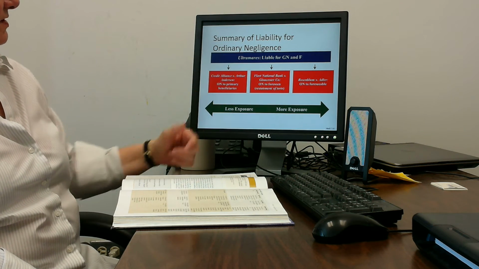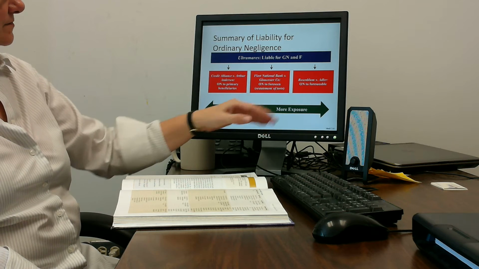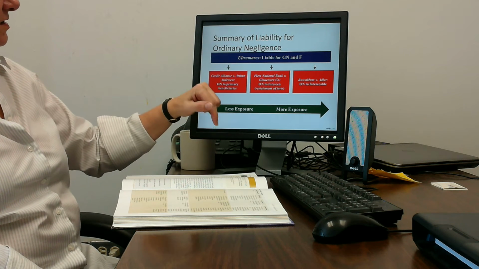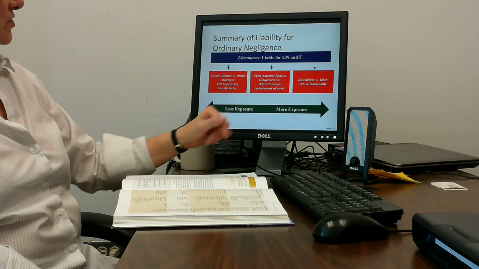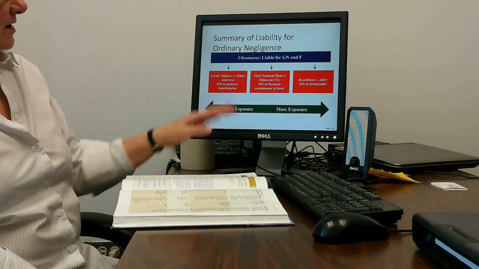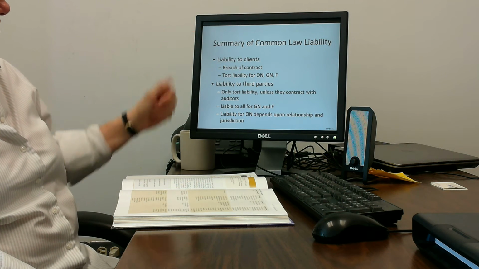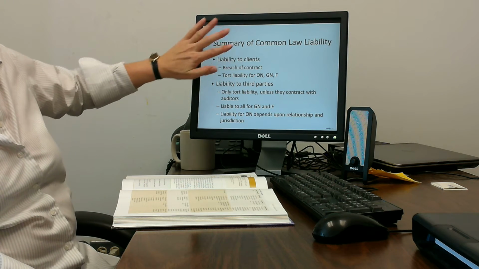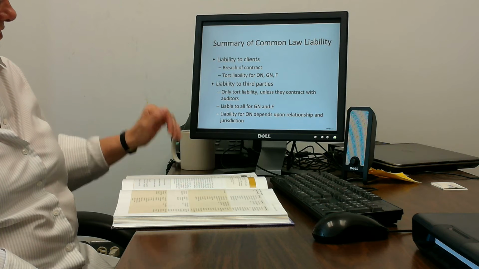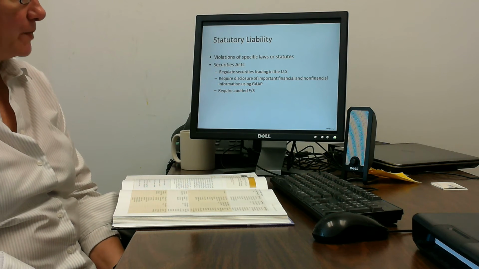So here's a little chart that gives you a summary for ordinary negligence. Depending on which case you're thinking about, because I'm never going to ask you about cases, they have found you have no liability for ordinary negligence, or you are liable only to primary parties, or to foreseen parties, or to foreseeable parties. So depending on the venue, you could have liability to anybody, but I won't ask you about that. So, summary of common law liability: you're liable to clients for breach of contract and tort. You're liable to third parties, well, you don't have a contract with third parties, so obviously there's not that, so only tort liability. And you're liable for all gross negligence and fraud, and for ordinary negligence, it kind of depends on who's suing you and where it is.